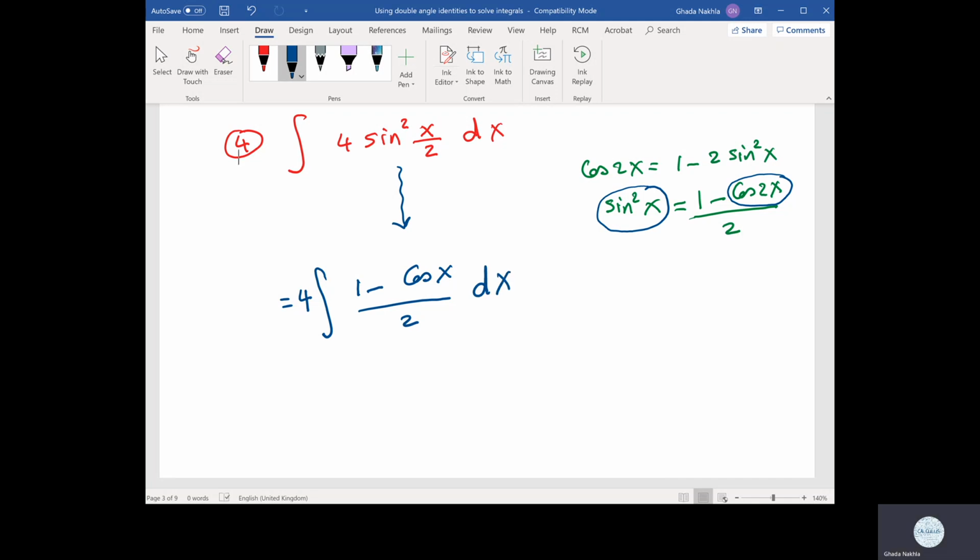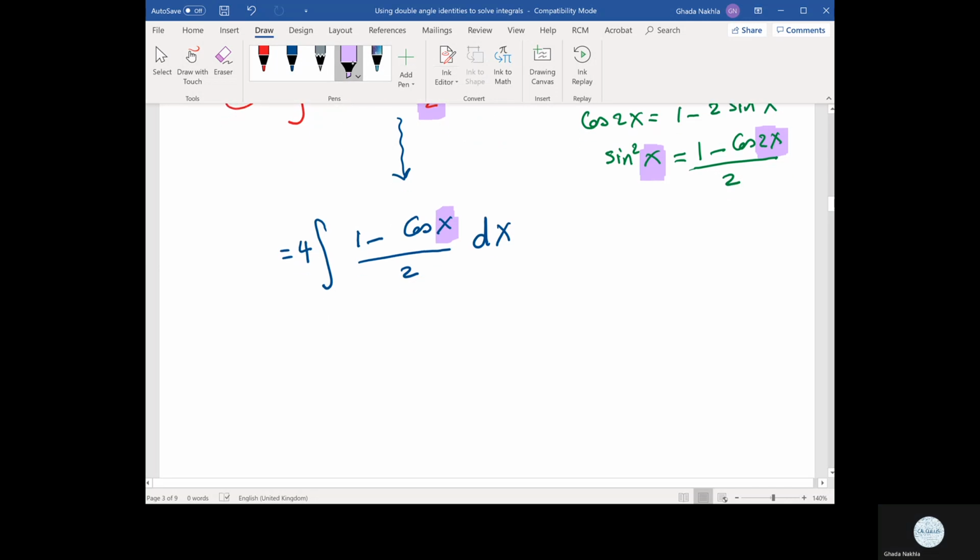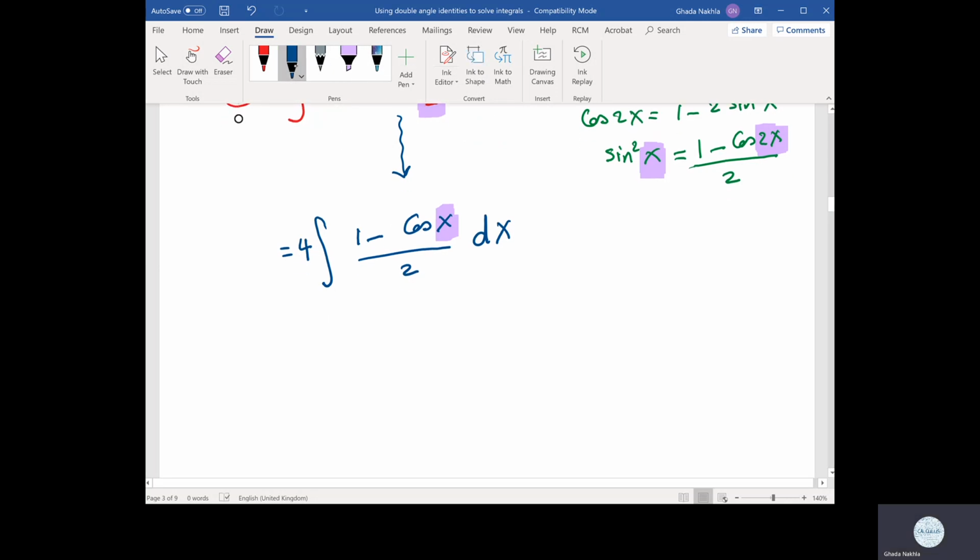Let's try this one again. You've got x here, you've got 2x here. So I've got x over 2 here, so I'm going to double x over 2. X over 2 times 2 is x, and that's why I now have x. It becomes 1x, right? So let's finish it off.